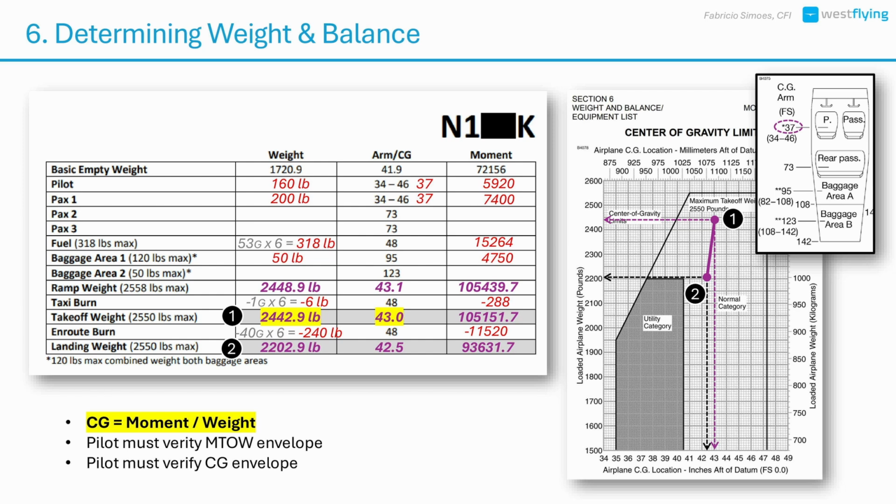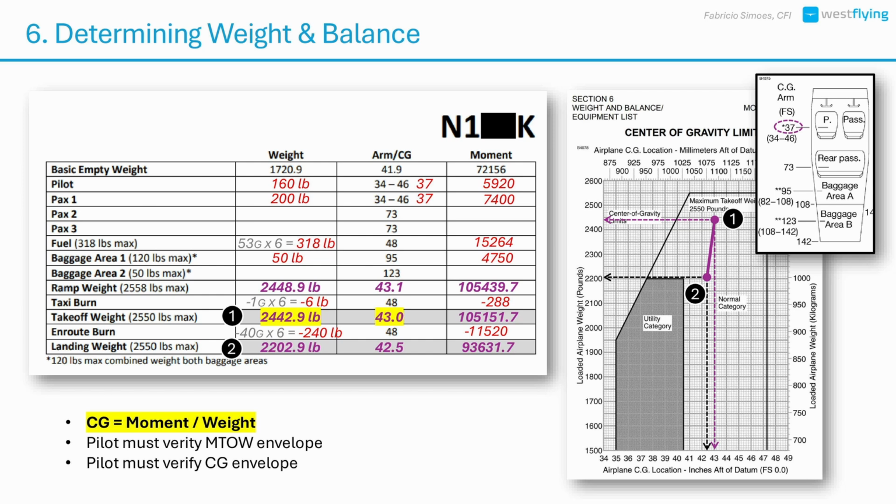Next, we multiply each weight on the first column by its arm on the second column to get the moment. By doing that and adding all these moments, we will get a total moment at takeoff of 105,151.7 pounds. After dividing that moment by the weight, we find that our CG at takeoff will be located 43 inches from the datum. The final step is to plot that in our envelope, and we will see that both the weight and the CG location are well within the limits, so we are good to go.